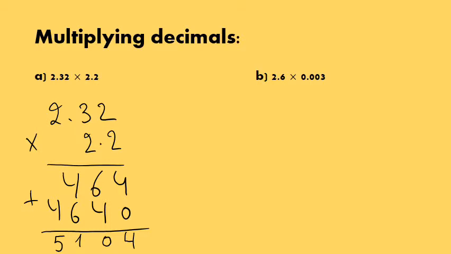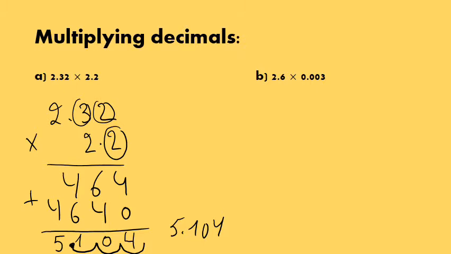Then we see how many places there are in the decimal part. So we have 1, 2, and then 3. So we move from here, and we count 1 and 2 and 3, and then we add the point. So the answer is 5.104.